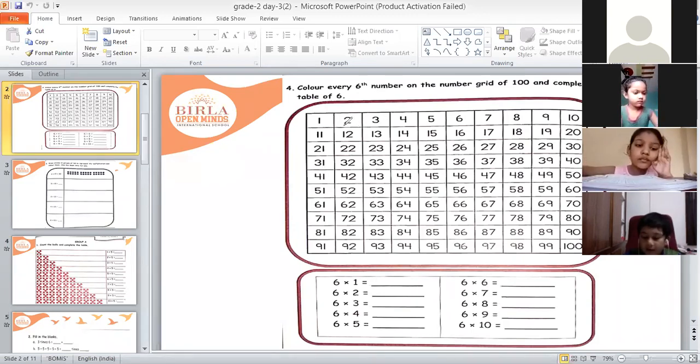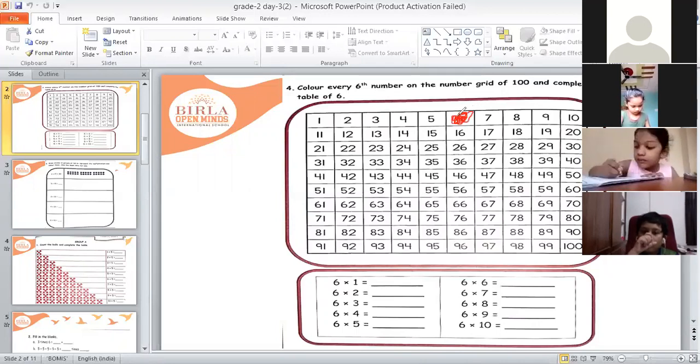Okay, so we'll start from 1. We have to color every sixth number. We'll start from 1. 1, 2, 3, 4, 5, 6. So here the sixth number is 6. So we will color number 6. Color that number 6, everyone, and you have to color that box properly.